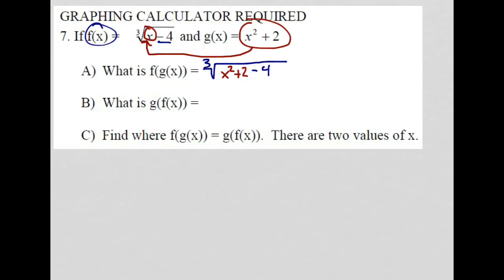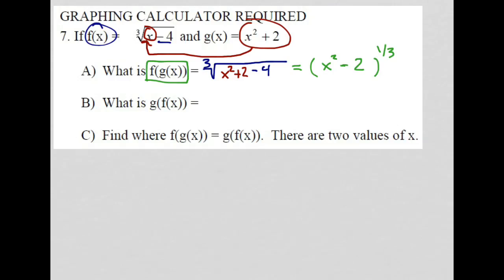And once I've done that, I should actually simplify this as the cube root, which I'm going to write using a power of 1/3. I don't know why, I just like it so much more. Inside I'm going to have x squared plus 2 minus 4, which is minus 2. And that is my f of g of x function right there.